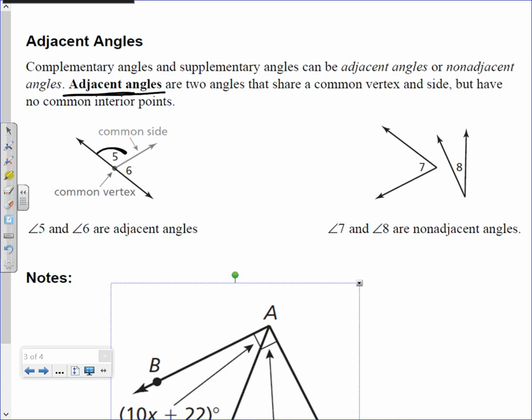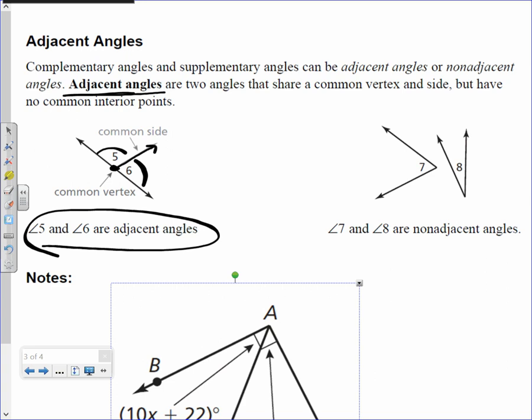Look at angle 5 and angle 6 right here. They're right next to each other. They have a common vertex. Remember, the vertex is the corner of the angle? And they share a common side. That's what adjacent means. Nothing more, nothing less. This is an example of adjacent angles. So we're not going to draw a picture. You have the picture right in front of you on the note guide. Cool. Let's go back now.